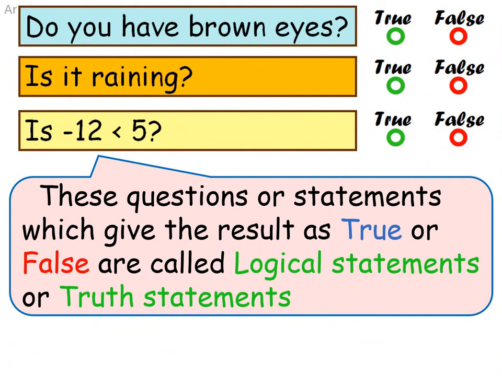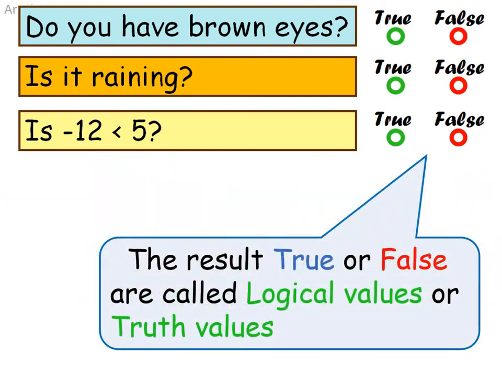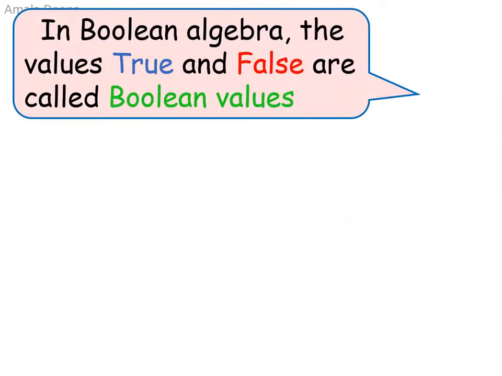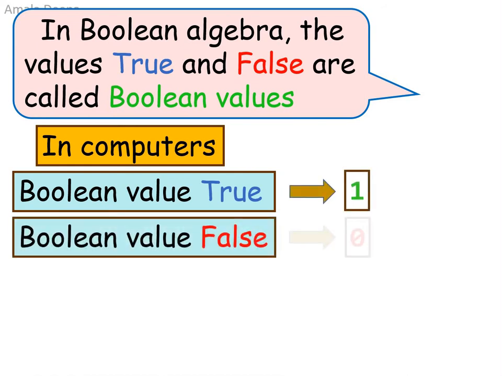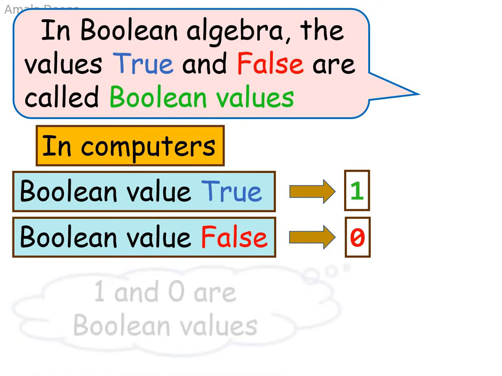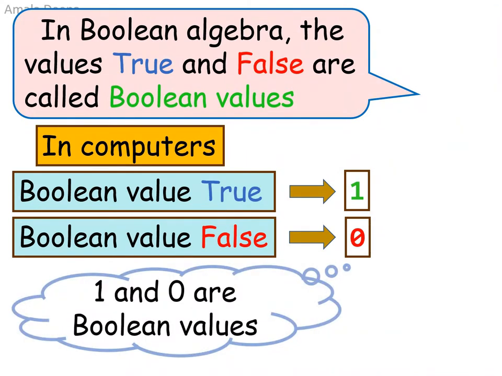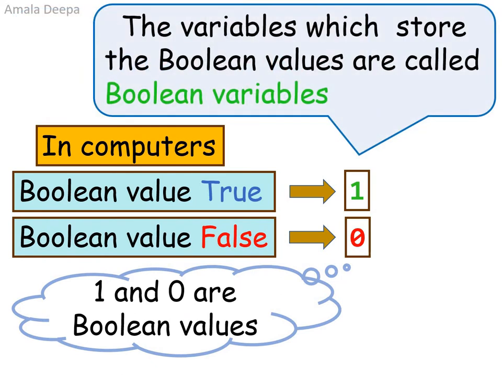These questions or statements which give the result as true or false are called logical statements or truth statements. The results true or false are called logical values or truth values. In Boolean algebra, the values true and false are called Boolean values. In computers, Boolean value true is represented by the bit 1 and Boolean value false is represented by the bit 0. Therefore, 0 and 1 are the Boolean values. The variables which store the Boolean values are called Boolean variables.